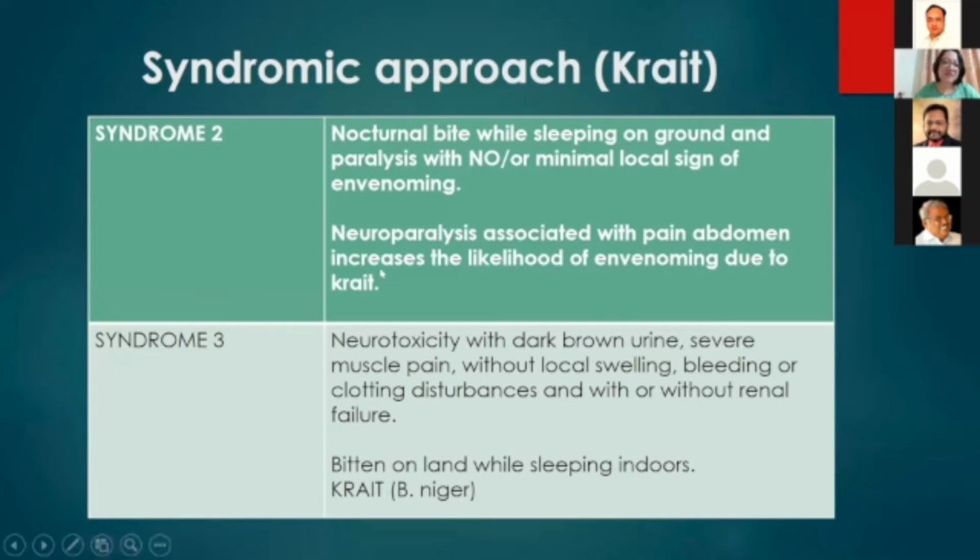And in case of syndrome 3, again, neurotoxicity is there, but there might be dark brown urine, and severe muscular pain may be there, but local swelling may not be there. There may be bleeding or clotting disturbances, with or without renal failure. And the person may give a history of being bitten on the land while sleeping indoors.